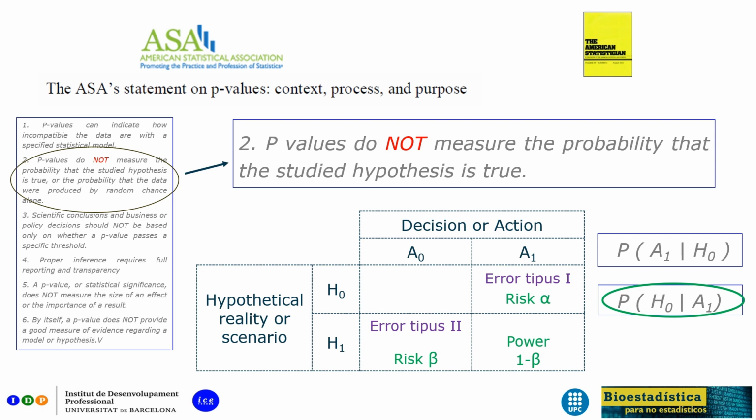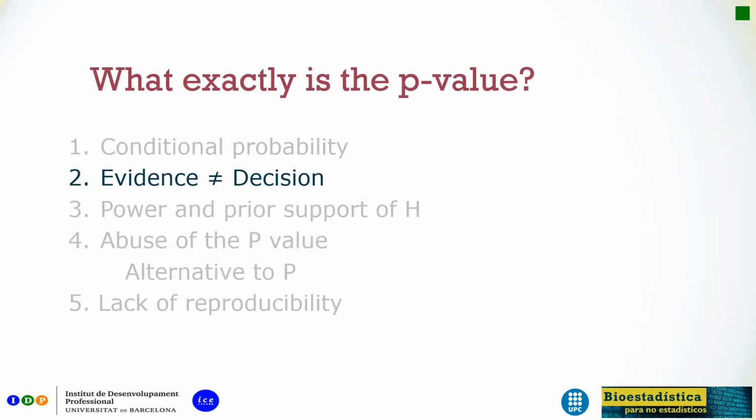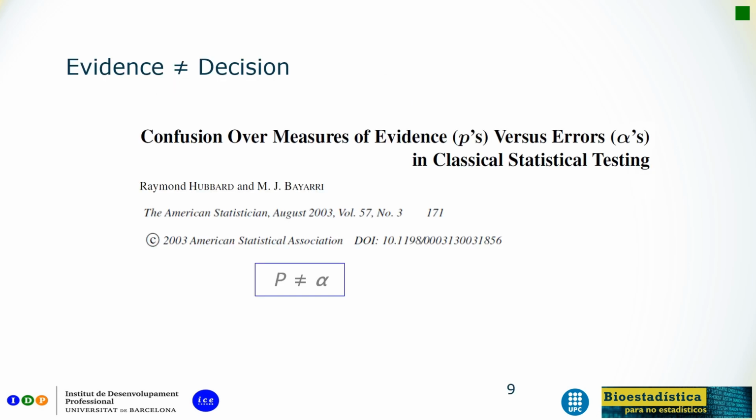The second point of the statement highlights that this second conditional probability is not the p-value. Let us remember first that the processes for deciding and obtaining evidence are not the same. In this article, Hubbard and Bayarri tell us that p and alpha are different measures. In the same way, we will never say that 80 kilograms is less than 180 centimeters, we should not say p is less than alpha.